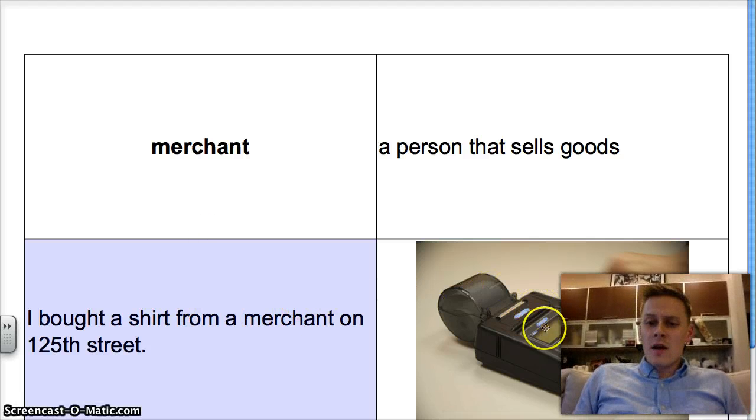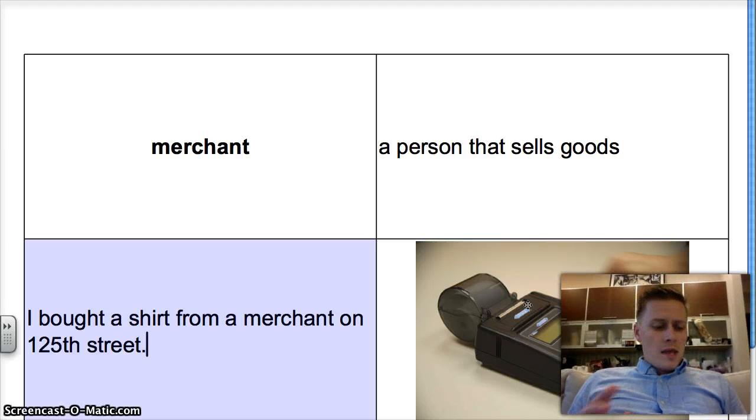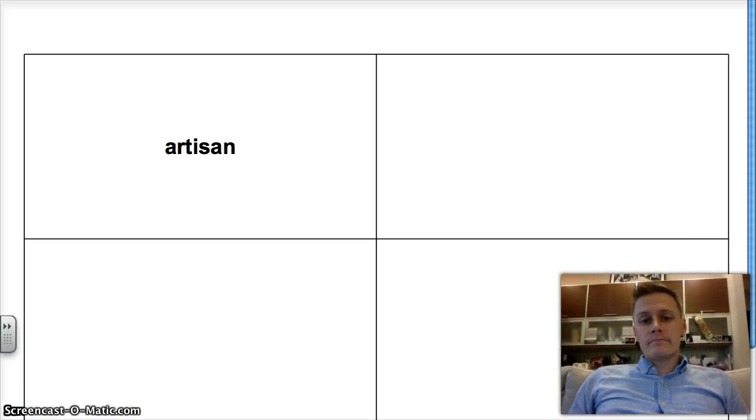So for our picture here, I did a credit card machine because that's somebody that's purchased something. Now, obviously, Sumerians did not have credit cards. They would have been bartering. They would have been trading or exchanging instead of using a credit card.